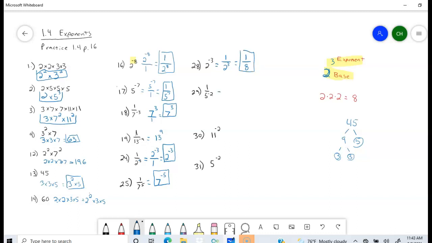Here I'm just going to take it up to the top. 5 squared equals 25. 1 over 11 squared equals 1 over 121. This is 1 over 5 squared, which equals 1 over 25.